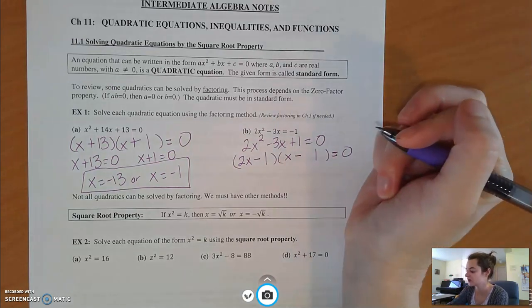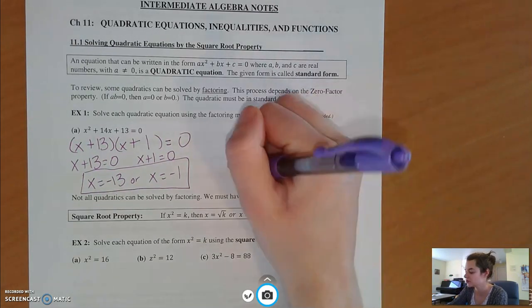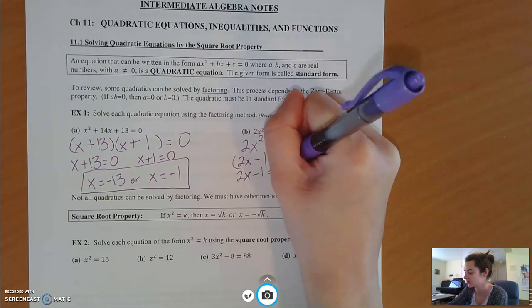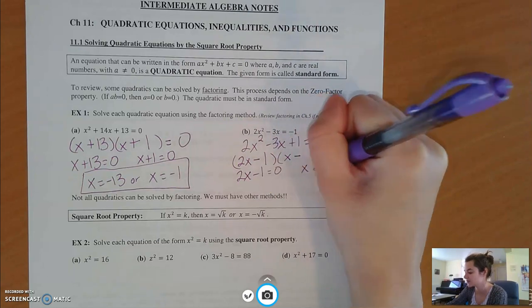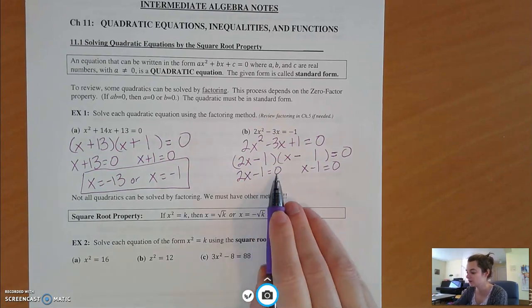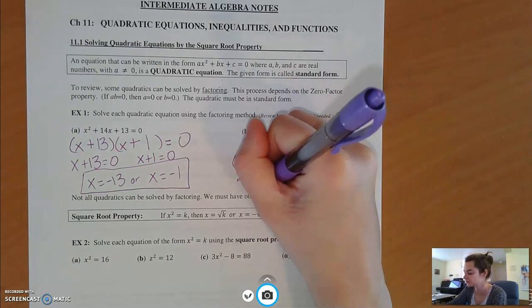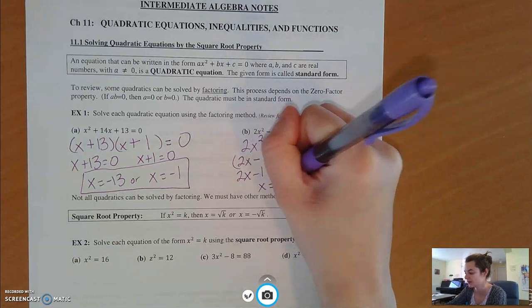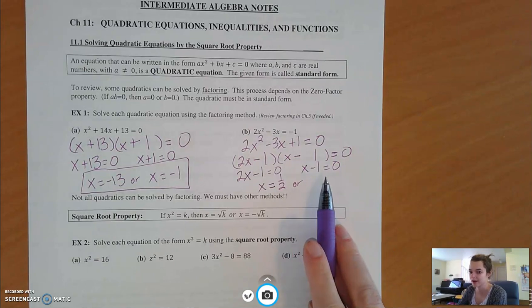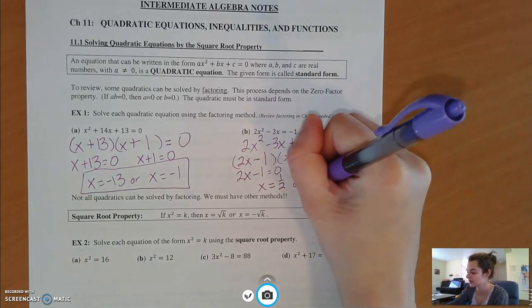From here, we'll set each factor equal to 0 and solve. So my factors are 2x minus 1, which equals 0, and my other factor is x minus 1, which equals 0. Then we'll solve our little equations. In the first one, I'm going to add 1, and then divide by 2. So x equals 1/2. In my second equation, I'm just going to add 1 to both sides, so x equals 1.